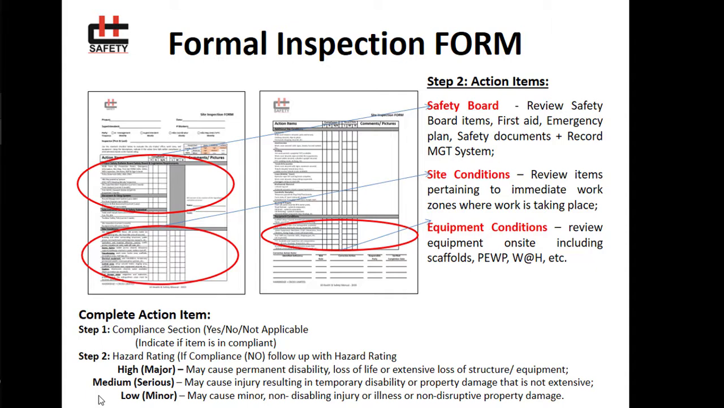And of course, lastly, low risk items may cause minor or non-disability injuries or illnesses or non-disruptive property damage. So you can take your time to close out those action items. The last part of the inspection is the equipment conditions.